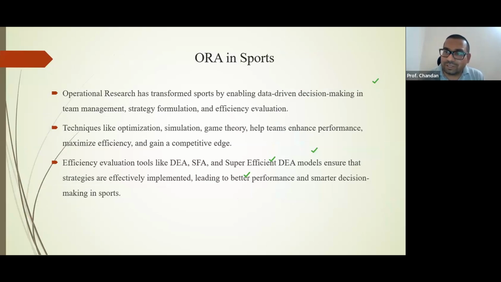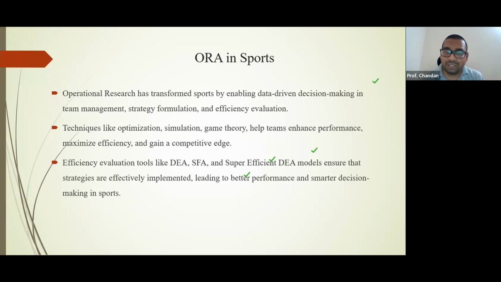Fine. So, operational research and analytics in sports. Now, scholars and researchers are focusing on data-driven decision making in various areas: strategy formulation, efficiency evaluation, team management. They are using various techniques like optimization techniques, simulations, and game theory, and the purpose is to help the team enhance its performance, maximize its efficiency, and definitely gain competitive advantage over its competitors.